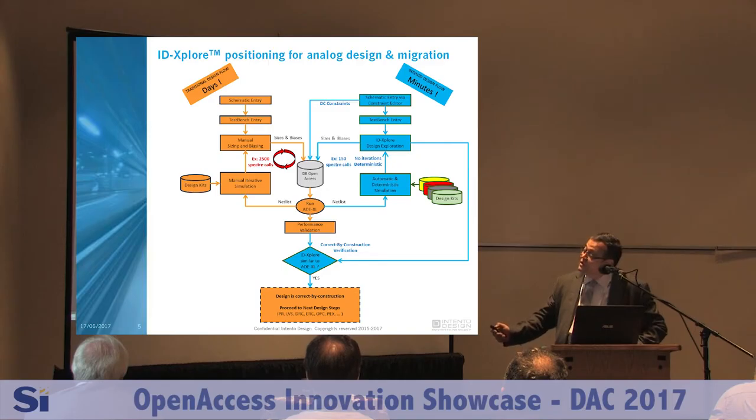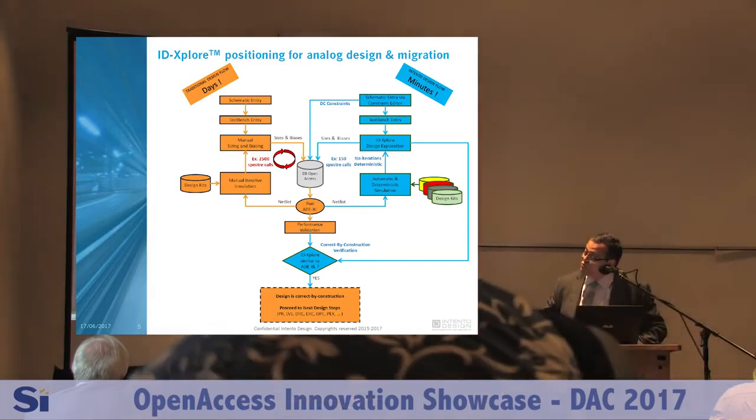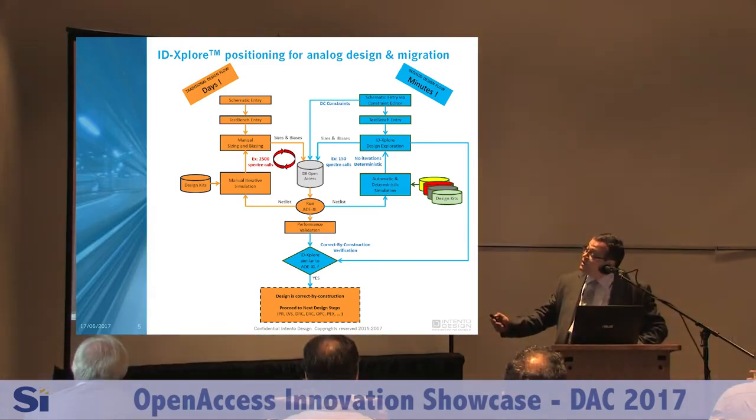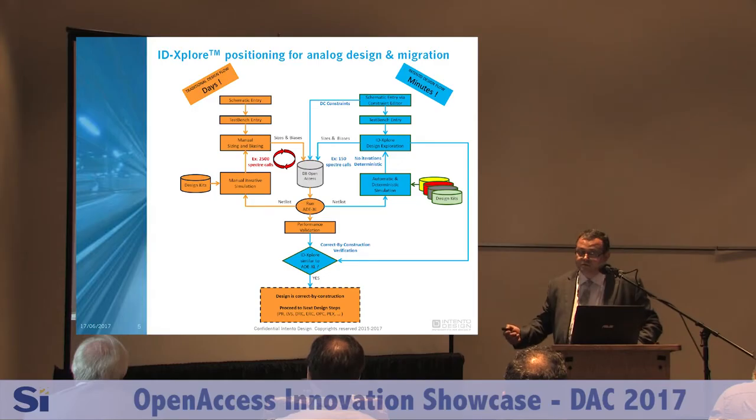The main point of migration is that we can map these sizes and biases from any PDK. So we can have the same DC constraints that map the sizes and biases coming from any PDK. The particularity of this flow is that we can ensure that the design is correct by construction by comparing the output of ADXL and the performance output from our tool. If both are coincident, it means that this IP is correct by construction. Otherwise, we have to review the design.